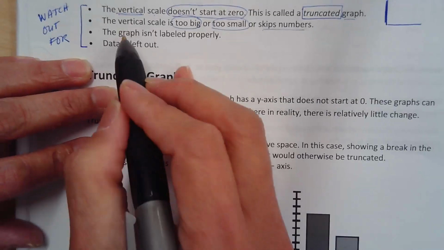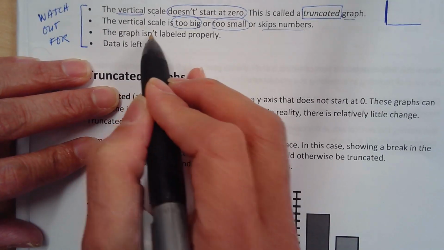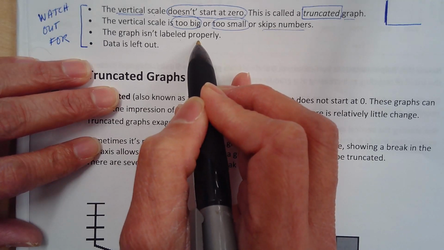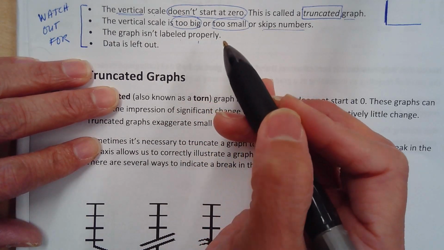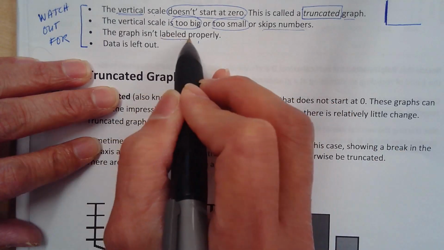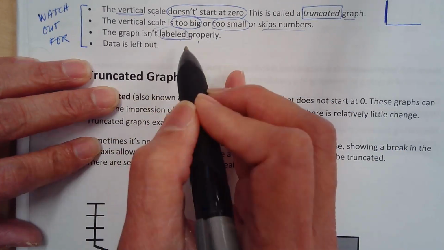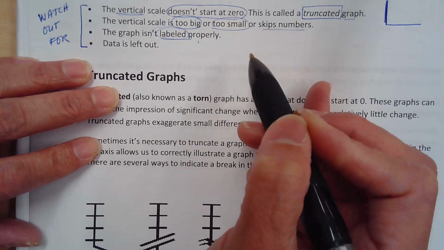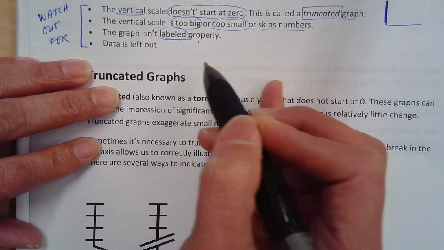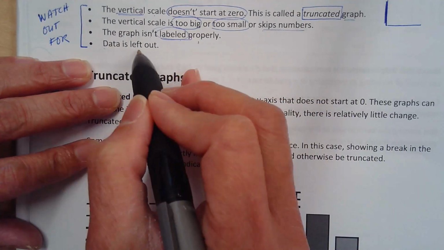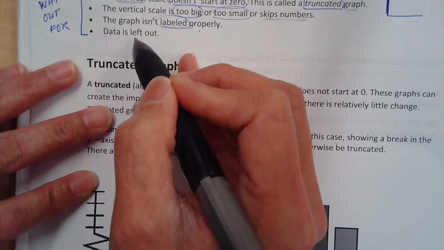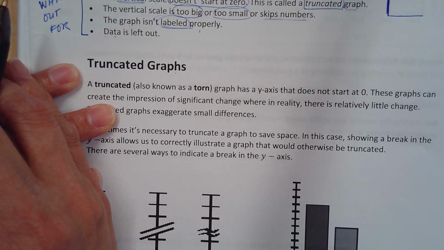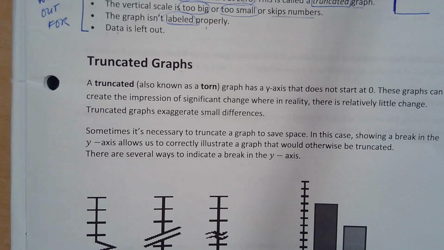The third one: the graph is not labeled properly. So this is something that is misleading if the graph is not labeled properly, labeling the x-axis, the horizontal, and the vertical. And then the fourth one, the data is left out. Well, data is left out. So that one is misleading.